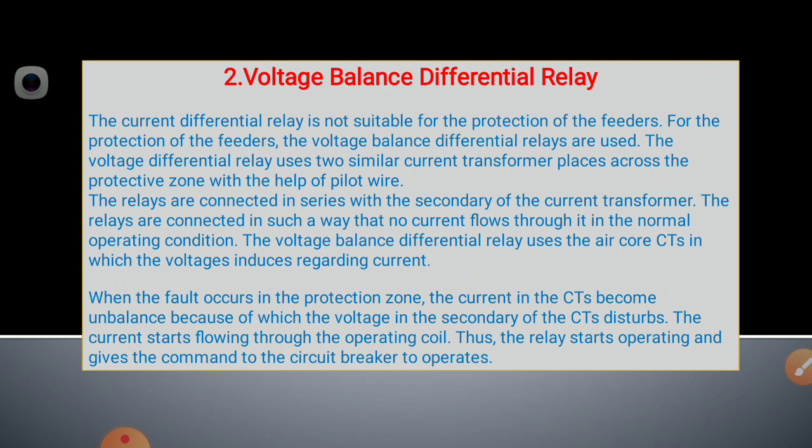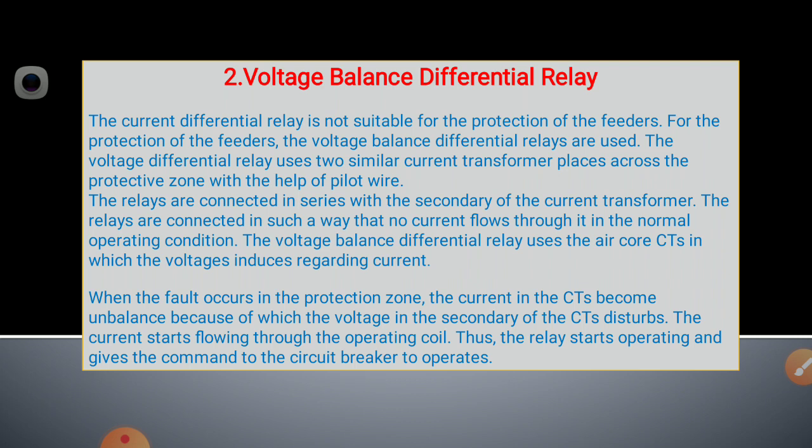The voltage differential relay uses two similar current transformers placed across the protective zone with the help of the pilot wire, and the relays are connected in series with the secondary of the current transformer. The relays are connected in such a way that no current flows through it in the normal operating conditions.